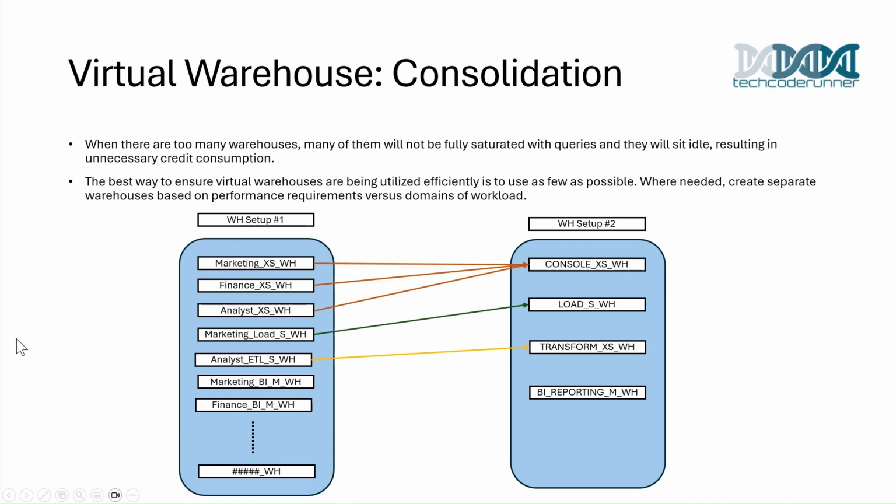So in this way, you can consolidate. For example, all these three, marketing, finance, analyst, you can consolidate to the console warehouse. The marketing load warehouse you can consolidate to the load warehouse, and the analyst ETL you can consolidate to the transform warehouse. And for BI related use cases, you can utilize the BI reporting medium warehouse. So in this way, even if the marketing team is executing queries and the finance team is also executing queries, the same warehouse gets utilized, and it gets utilized efficiently. And that's what I mean by warehouse consolidation.